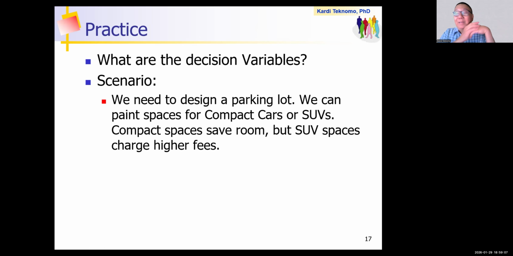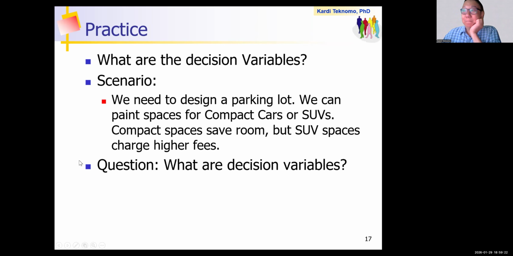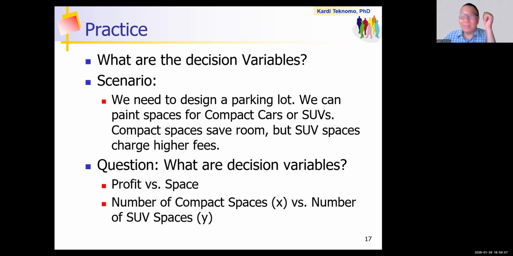My question is, are the profit and the space decision variables? So what are the decision variables? Anyone? Yes, Thomas. Sir, probably the number of spaces for compact cars versus spaces for SUVs. Very good. So it's not the profit. The profit is the goal. The spaces are the thing that you can control, so the spaces become the input, the decision variables here. Very good.